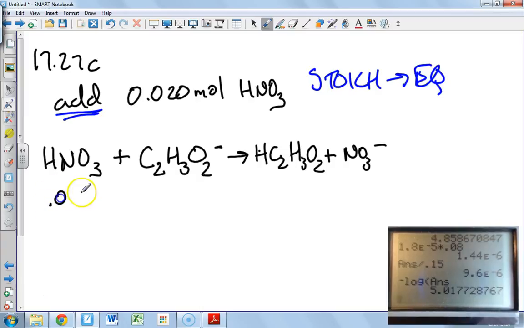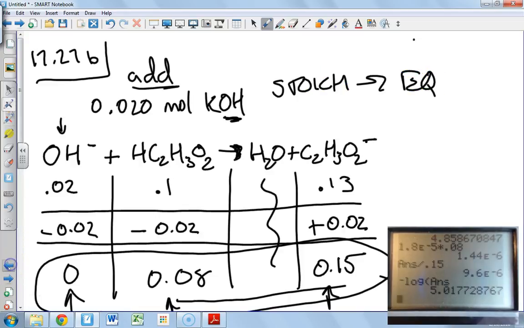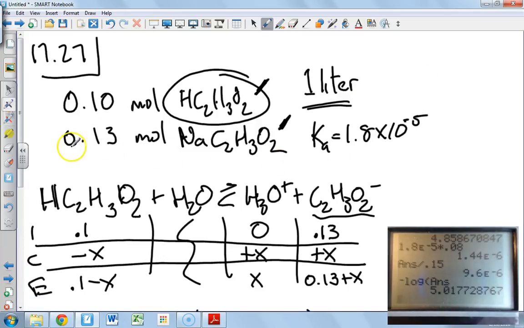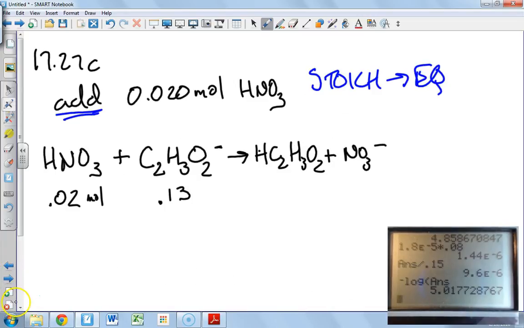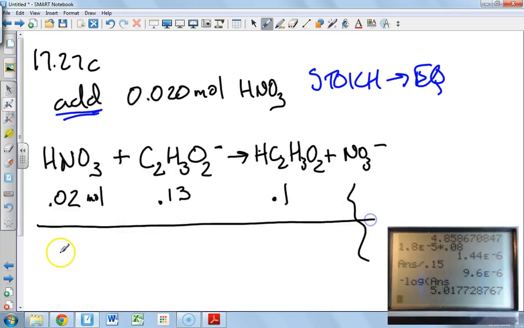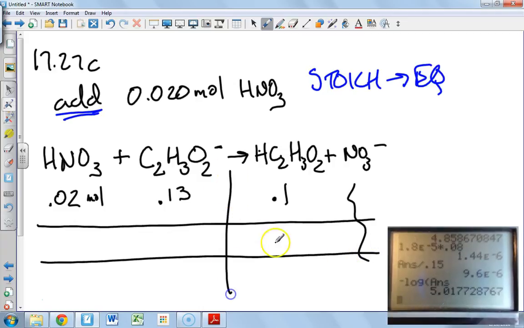So we have 0.02 moles. Remember, stoichiometry is done in moles. Now, in this case, we have 0.13 moles here, because that's what it was originally, right? 0.13 moles and 0.1 moles of the acid. So just make sure you plug your numbers in the right spot. It's 0.1. And this nitrate, that doesn't matter. Okay, that's a spectator no matter what we do.